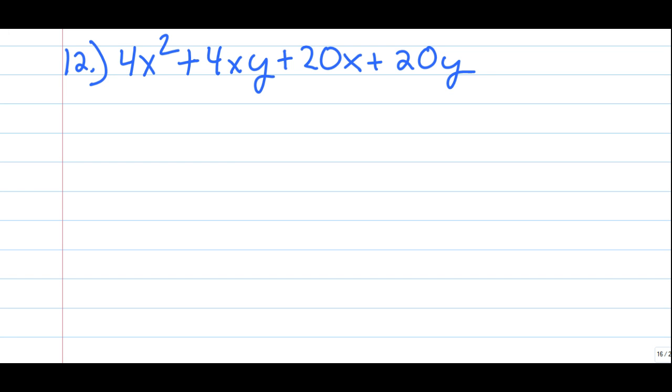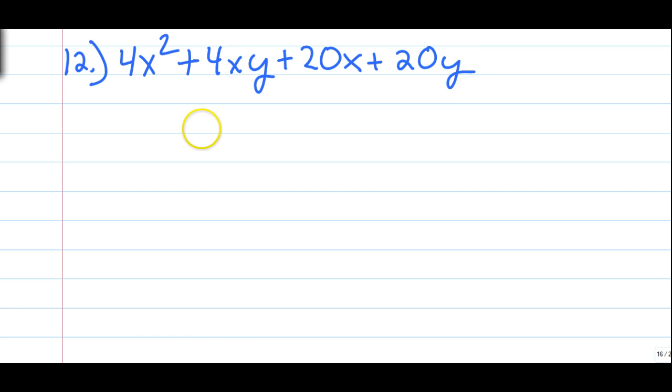The instructions for question number 12 read factor completely. We see that we have 4 terms here. So we know that at some point we're going to factor by grouping. But before we do, we want to look at each of these and see if there's something that we can factor out of all 4 terms before we move on to the grouping procedure. We see here we have a 4, a 4, a 20, and a 20. When we look at our variables, this one has an x, but this one has an xy. This one has an x, but this one doesn't have an x, just a y.